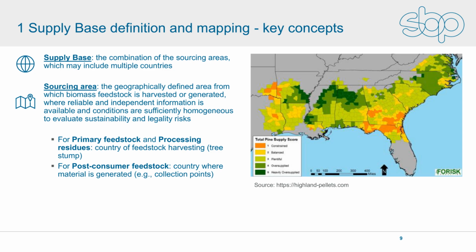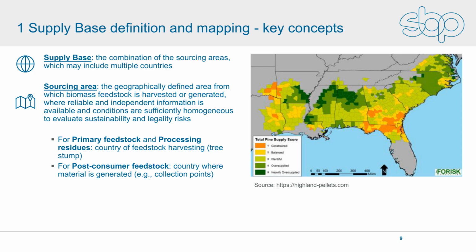There is one point here that trips people up, so I want to be specific about it. The geographical meaning of sourcing area depends on the feedstock category. For primary feedstock and processing residues, the sourcing area is the country, or more precisely, the area where the feedstock is actually harvested. Think of it as the tree stump. Wherever that tree was felled, that is where the sourcing area is anchored.